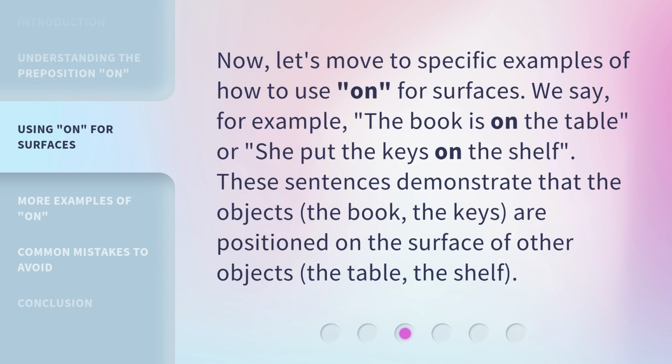Now, let's move to specific examples of how to use on for surfaces. We say, for example, the book is on the table, or she put the keys on the shelf. These sentences demonstrate that the objects, the book, the keys, are positioned on the surface of other objects, the table, the shelf.